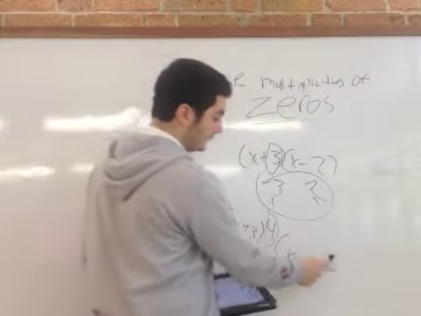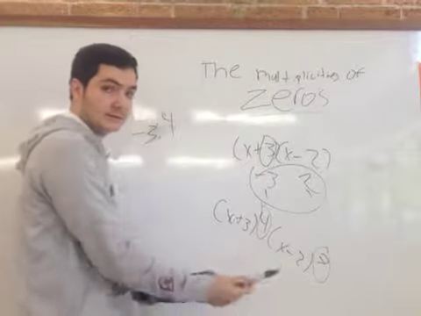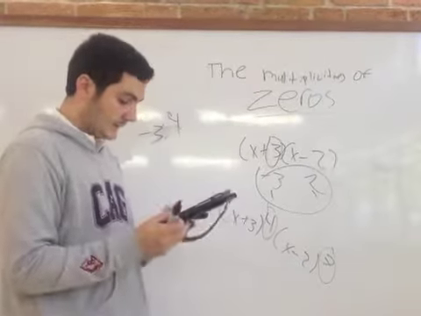So this depends on the multiplicity. It tells you how many zeros there are, or how much they repeat.